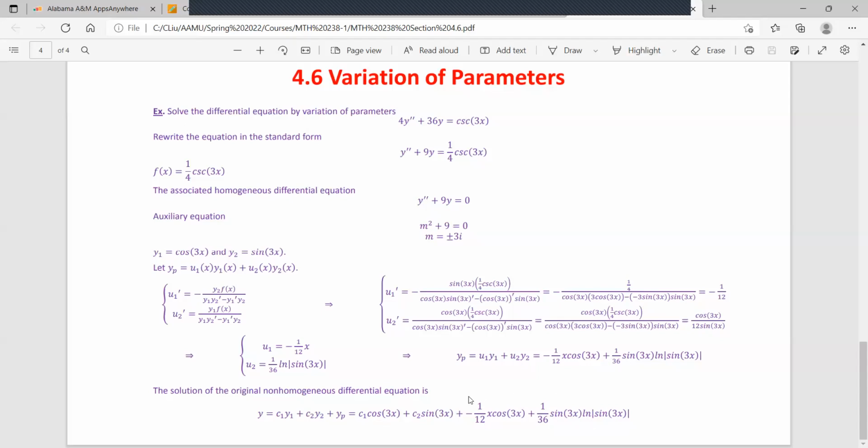So we can solve this nonhomogeneous differential equation by the method of variation of parameters, where the undetermined coefficients method fails. So that's the end of this section. Any questions about this example?